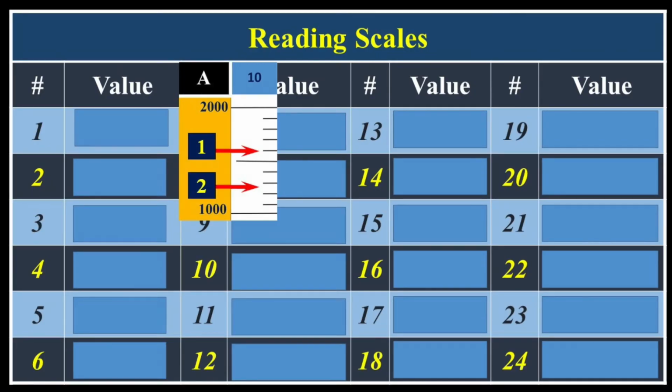So the first measurement is going to be 1,000, and then 100, 200, 300, 400, 500, and then 600. So it'll be 1,600 because it's right on the line. You need to estimate the last place value, so it must be the tens place. So it's going to be 1, 6, and then the 0 in the tens place will be significant.